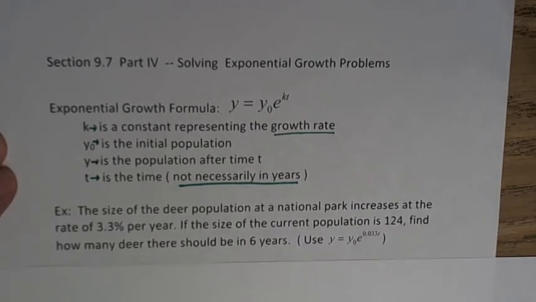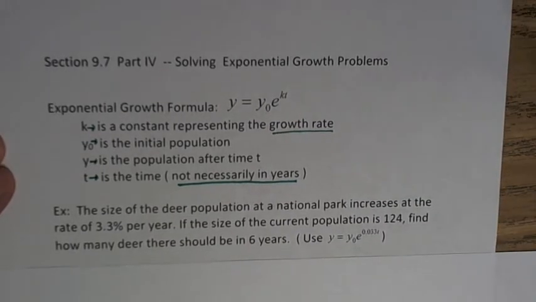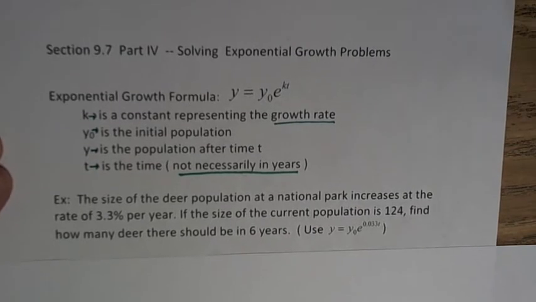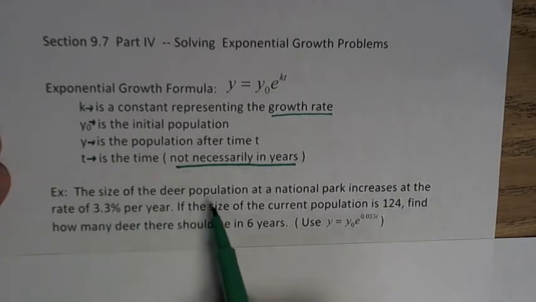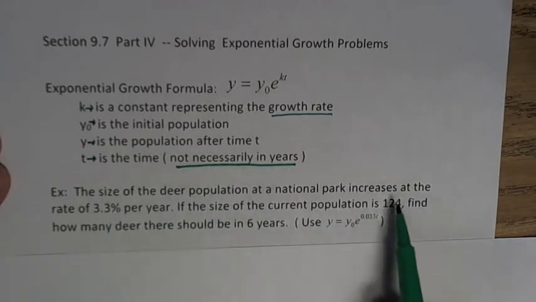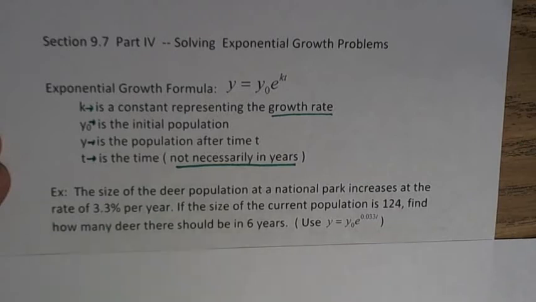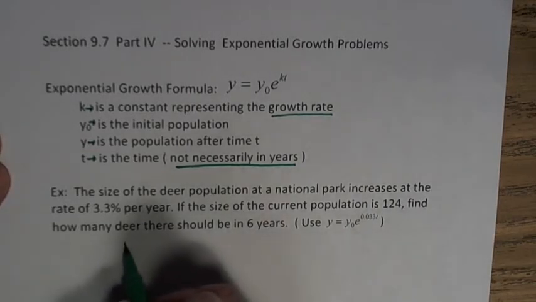So let's look at an example here, and this one should look a little bit familiar. You've actually looked at a few of these before. The size of the deer population at a national park increases at the rate of 3.3% per year. If the size of the current population is 124, find how many deer there should be in 6 years. Now this one is not quite as complete as you may have seen before.